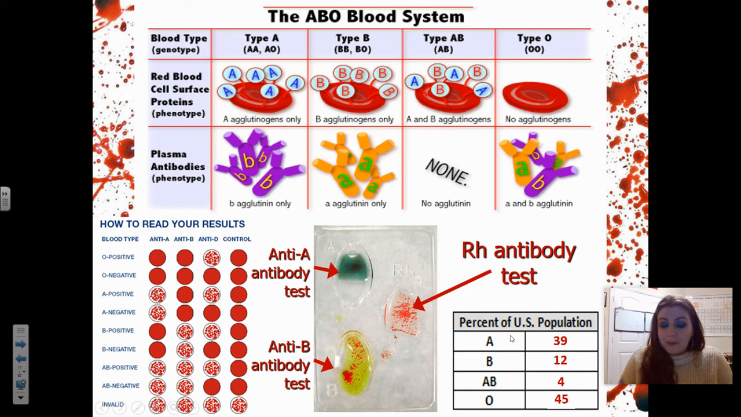Okay, here's your percent of population. So 39% of the population is type A, 12% of the population is type B, 4% of the population is AB, pretty rare, and then 45% of the population is type O. Now, that doesn't take into account the positives and the negatives. It's much less likely to be a negative blood type than it is positive. Most of us are positive. I think that's in a future slide. But A and O are the most common in the United States. So if you're type B or type AB, it's pretty rare.